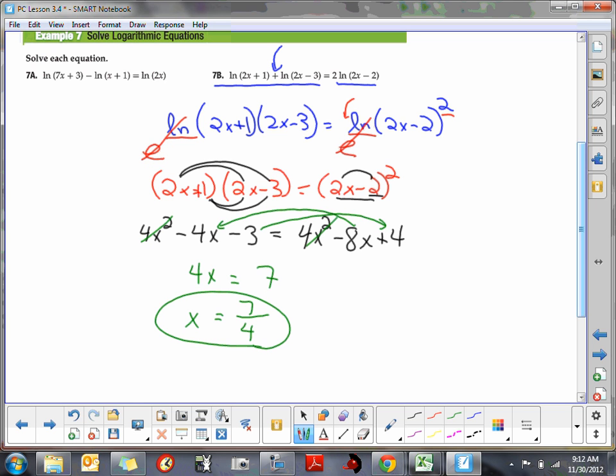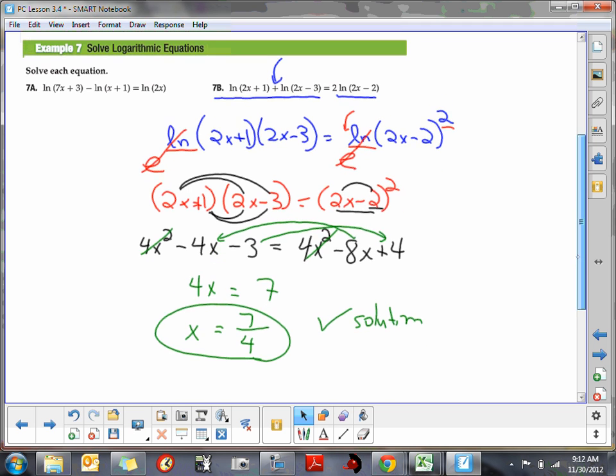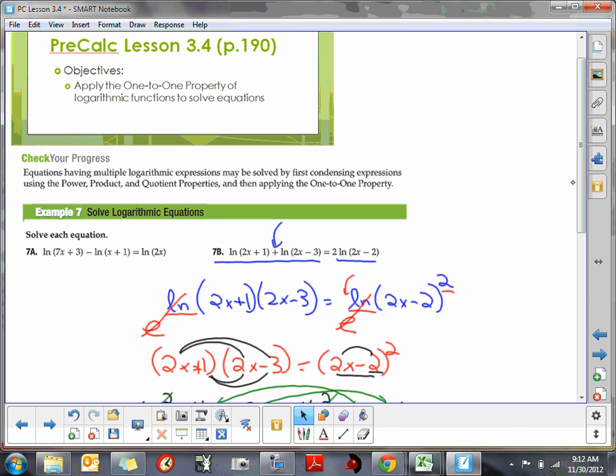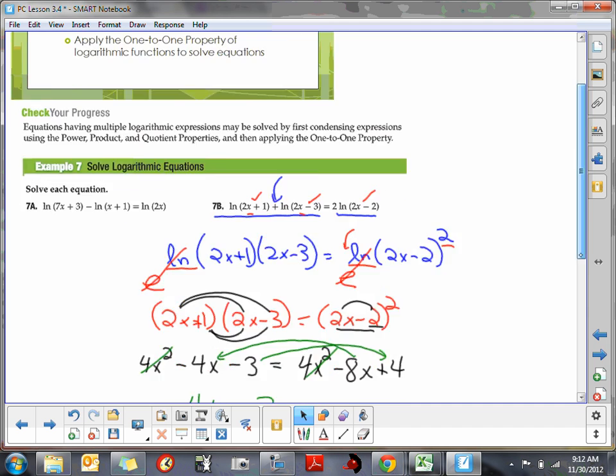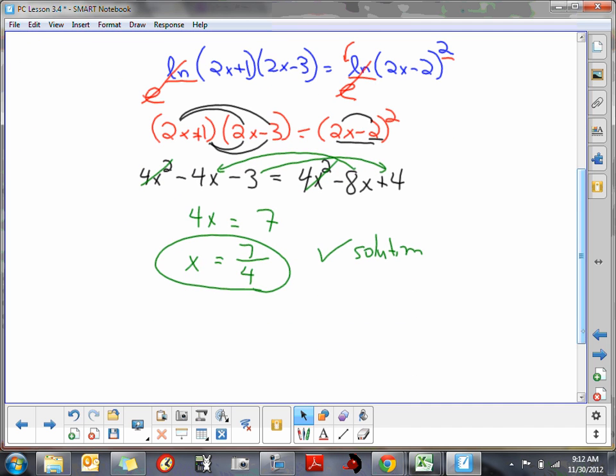Okay, so now make sure you check your solution. Make sure that it does not create a logarithm that cannot be calculated. So 7/4, that's just about 2. So if I take 2 times 7/4 and add 1, that's going to be okay. If I take 2 times 2, or 2 times 4, that's going to be closer to 8 plus 3, that's going to be fine. And this one's going to be fine. So it clears that. So our solution set is the set that contains the one value of 7/4.